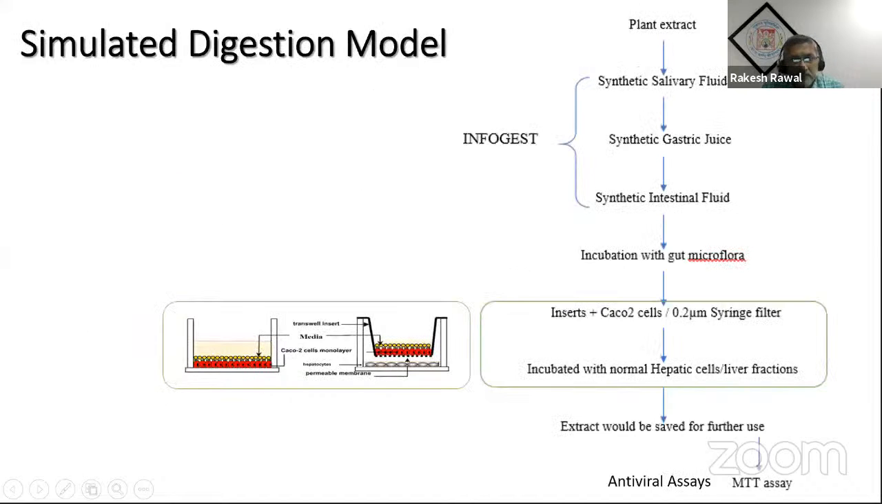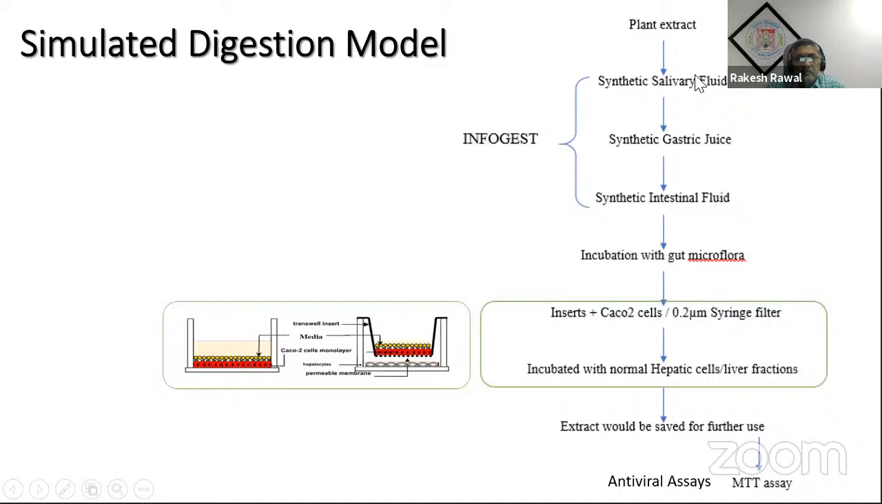And for an unknown substance from unknown origin, the best way is what we have proposed: you prepare the plant extract, right? Whatever the source may be, leaf, flower, root, shoot, fruit, whatever it is. You prepare the extract, whether it is aqueous or organic solvent. Now, synthetic salivary fluid, synthetic gastric juice, and synthetic intestinal fluid. These cocktails are available, the composition is available.